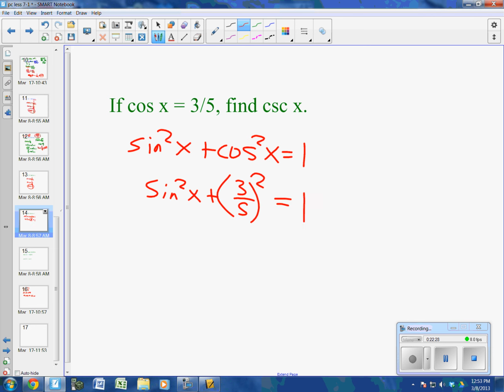How is that going to help us? Well, it gives us what? What are we going to be able to find if we solve this? Sine. And how does a sine relate to a cosecant? It's a reciprocal. So if we can find the sine, we've got the cosecant, right? Is that what you saw from the start, Sean?